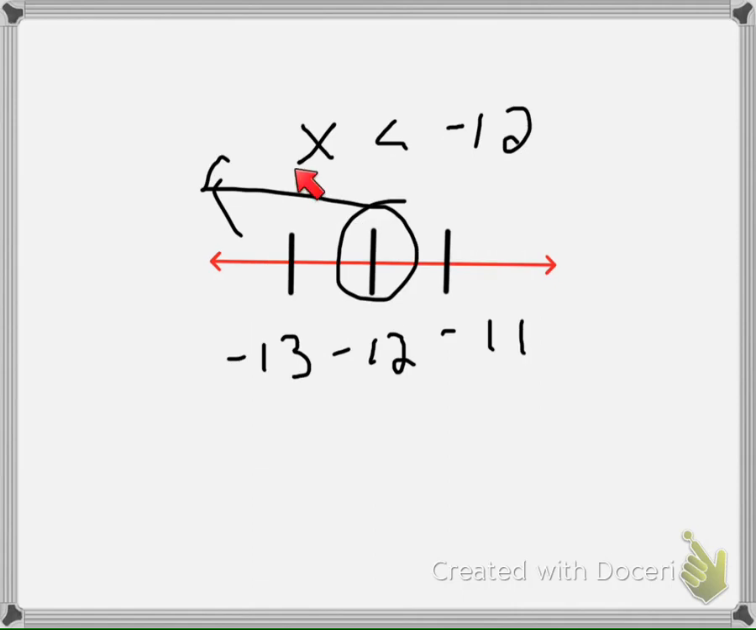This one reads X is less than negative 12. Make sure you have that written down. Make sure you have your number line. Notice negative 13, negative 12, negative 11. Negative 12 is the one here. One number less, one number more. Notice the little pointy part is facing to the X. X is less than negative 12. So my numbers that are less than negative 12 are all facing to the left.